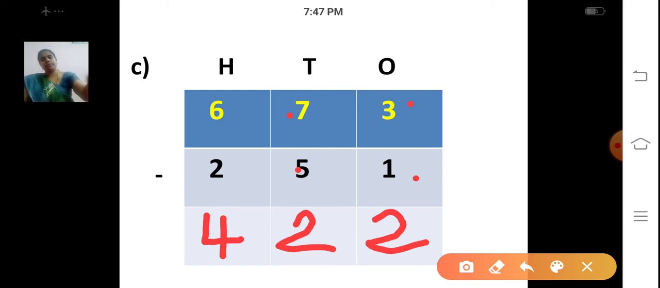So first subtract the ones place. 3 minus 1 is 2. Then the tens place. 7 minus 5 is also 2. Then 6 minus 2, 400.